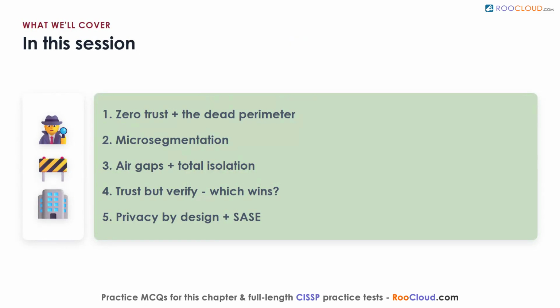We'll answer several questions. What is zero trust? And why did the old perimeter fail? How does microsegmentation contain a breach? When is total isolation the right call? How does trust but verify compare, and which one wins today? What is privacy by design? And what problem does Secure Access Service Edge solve?